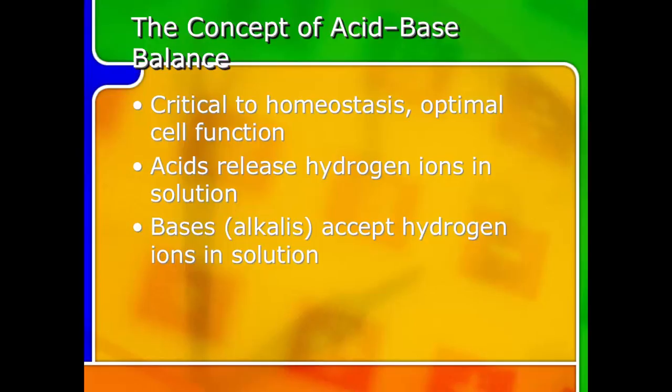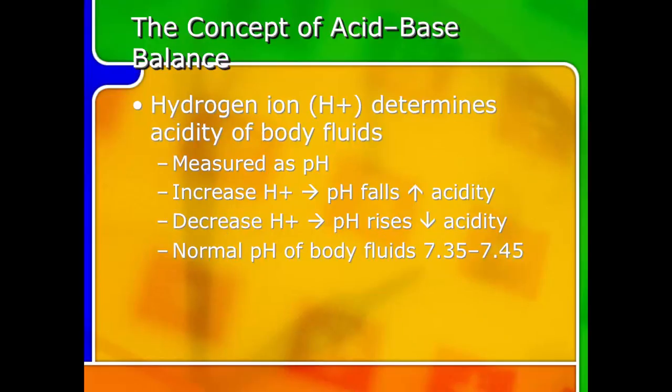Acids release hydrogen ions in a solution, and bases, which are alkalis, accept hydrogen ions in a solution. So hydrogen ions determine the acidity of body fluids, and this is measured as pH. The relationship of hydrogen ions and pH is an inverse relationship.